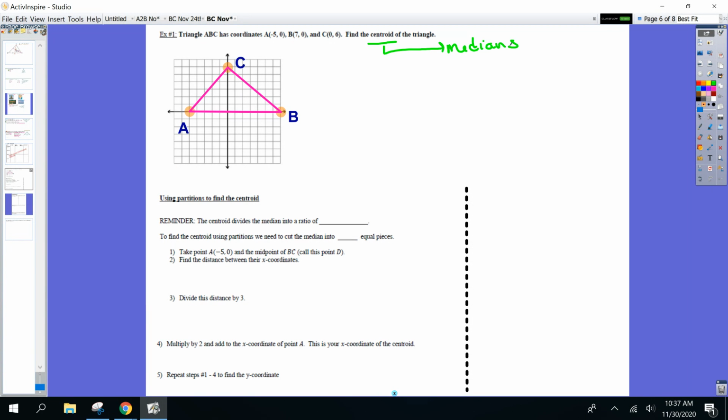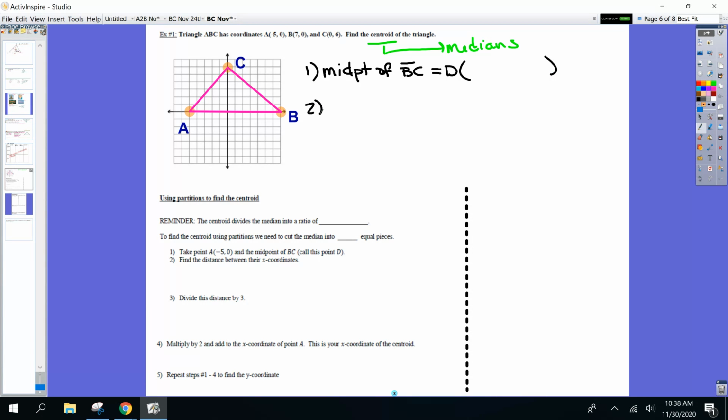I'm going to have 3 different groups. All 3 groups are going to find 3 midpoints for me, the midpoints of each of these sides. The first group is going to find the midpoint of BC for me, and you're going to call that point D. That's anybody whose last name is A through I. You're going to find the midpoint of BC so I can draw that median in.